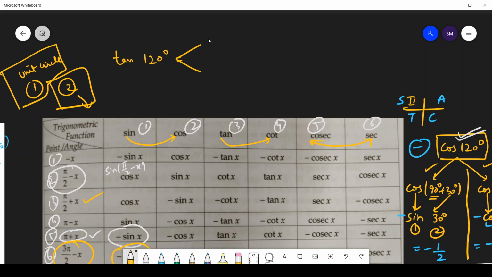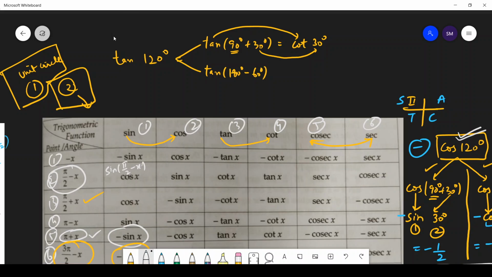So students, how have you solved it? You have two ways: tan 90 plus 30 degree or 180 minus 60 degree. Yes, good. Here you have 90 degree, so this tan will change to cot, and write the angle as it is. Now the third thing is the sign. Which quadrant are we talking about? Second quadrant, where tan is negative. So write the negative sign here.